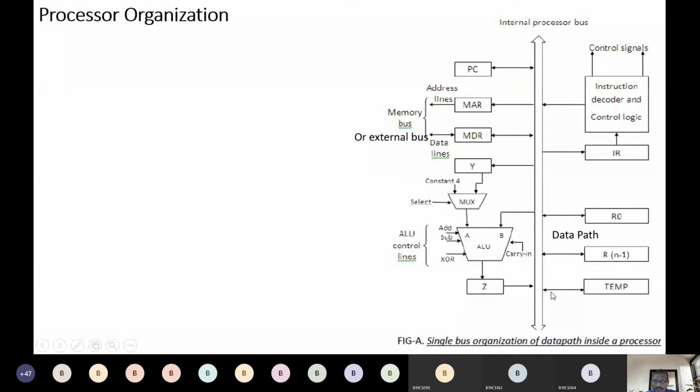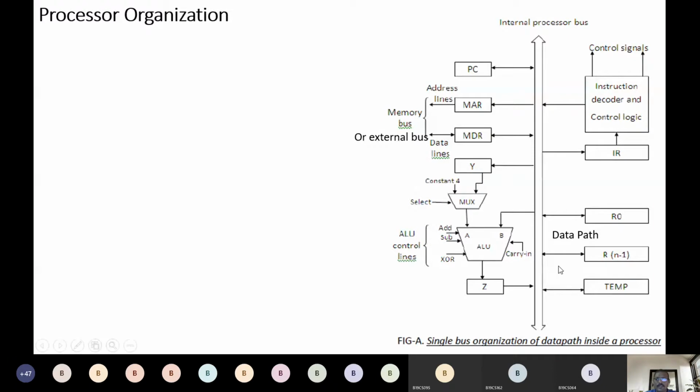And we have already seen this. What are these Y, Z, temp? What is this Y, Z, temp? Any answer? Yes.